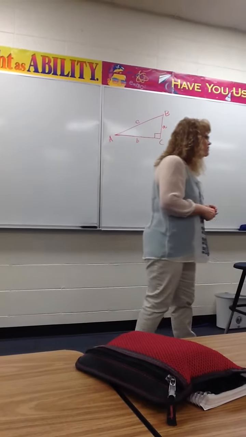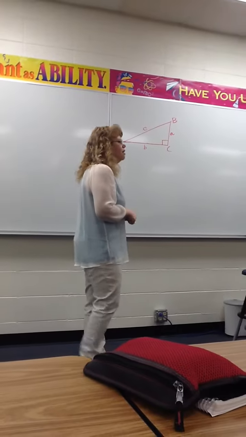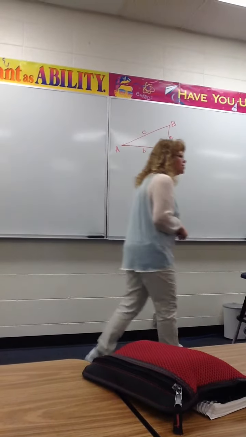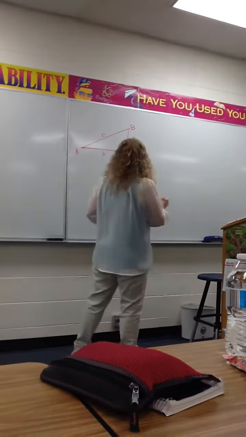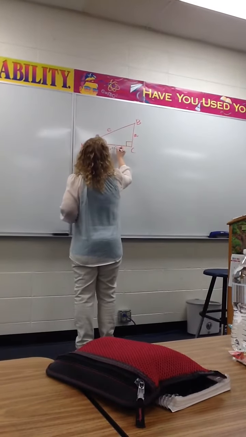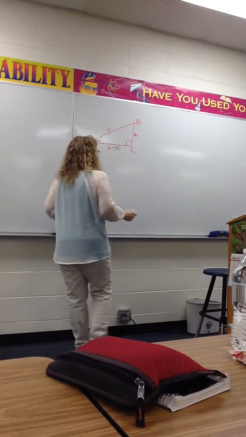On page 574, it says we're supposed to solve triangle ABC if we know angle A is 36 degrees and side B is 50.